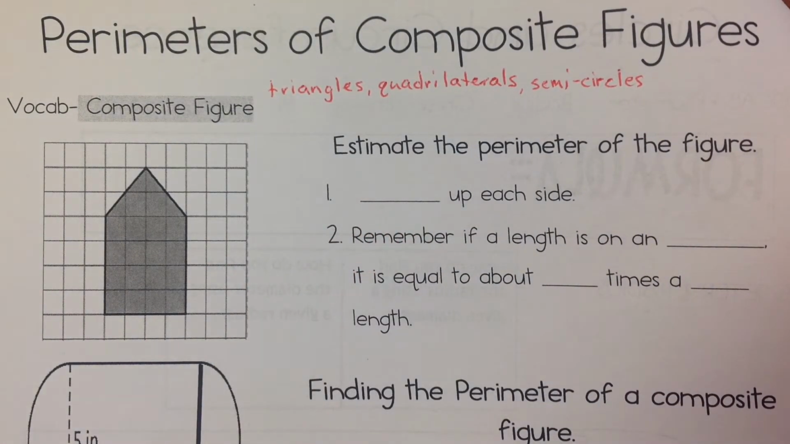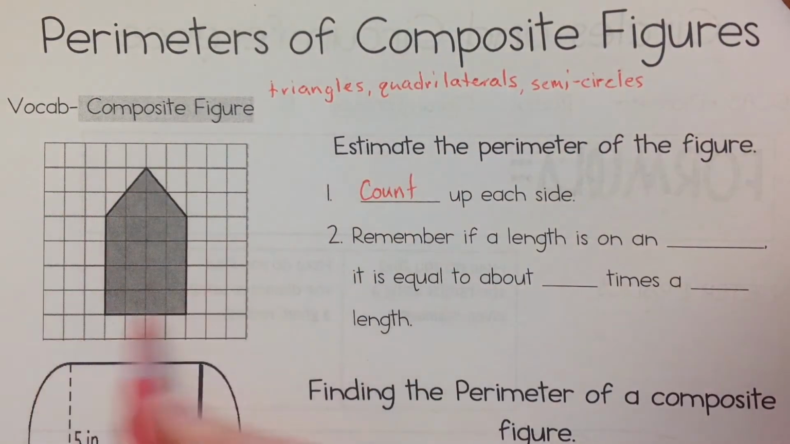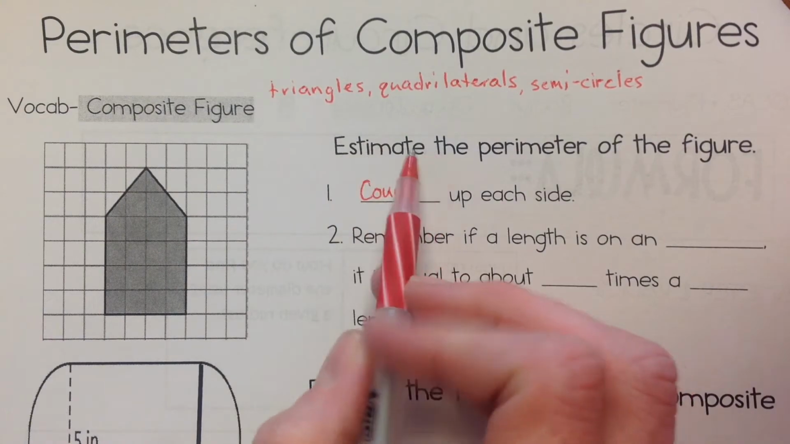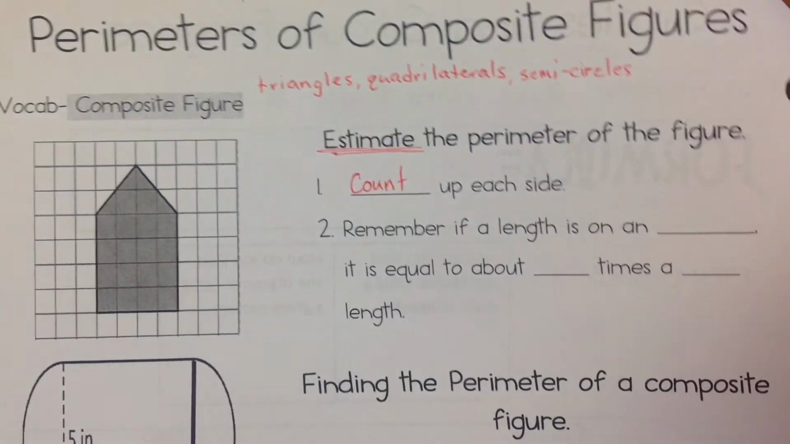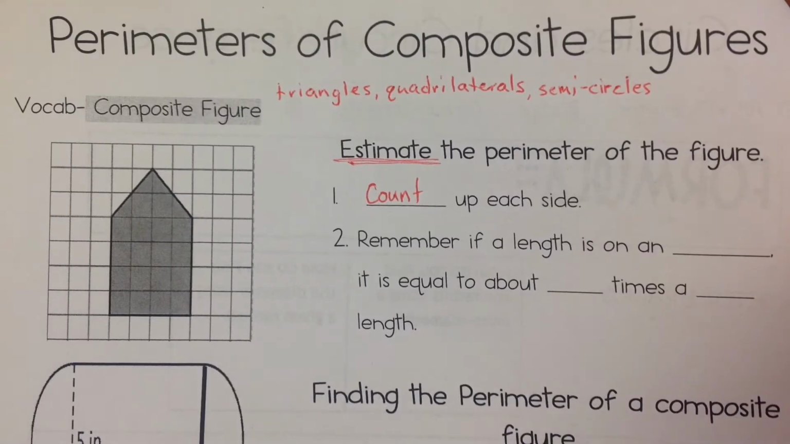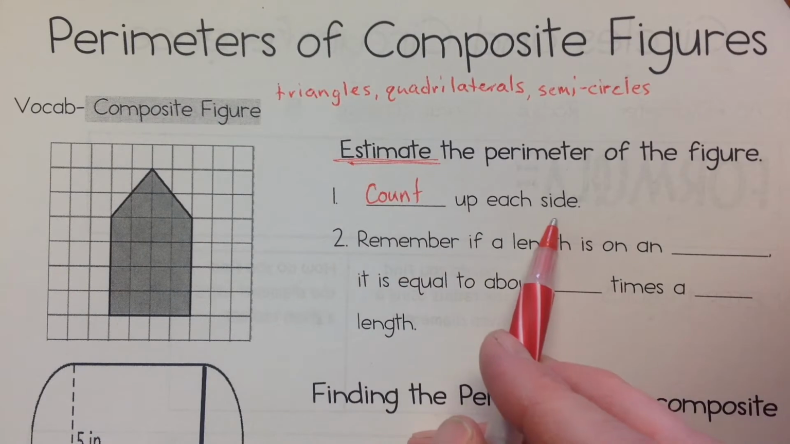So here we have estimate the perimeter of the figure. So our first step is to count, and this is when we're given a picture like this, and we have to estimate. So estimate is getting a close, an educated guess, but it's close enough that we're okay with that idea. So we're going to count up each side.